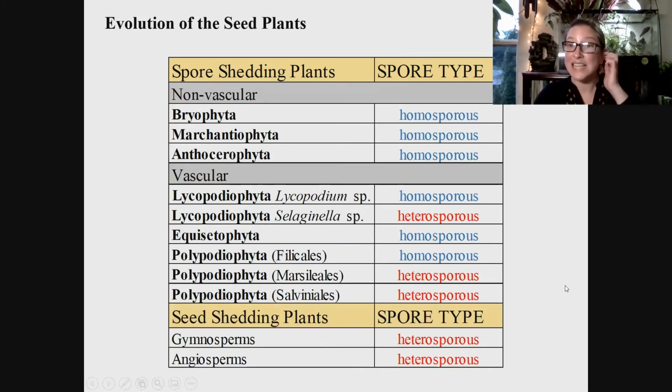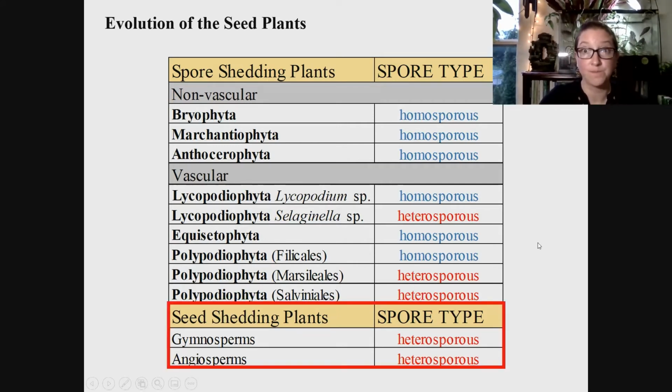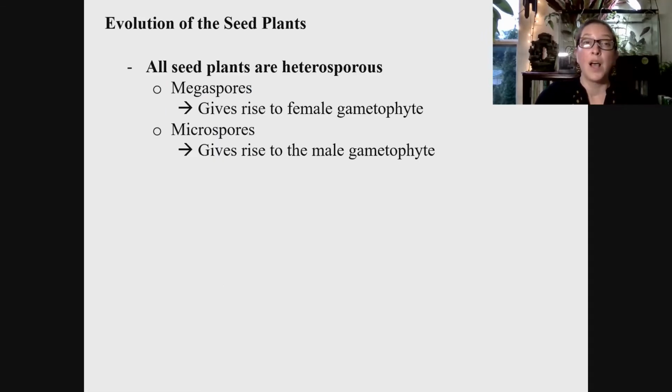Then we get to the seed-shedding plants, which we're going to talk about today. We'll start with the gymnosperms. And look, seed-shedding plants always make two types of spores. That's what I'm trying to get you to see. All seed plants are heterosporous. They have megaspores and microspores. Megaspores are going to give rise to the female gametophyte, and microspores are going to give rise to the male gametophyte, just like we saw in Selaginella.